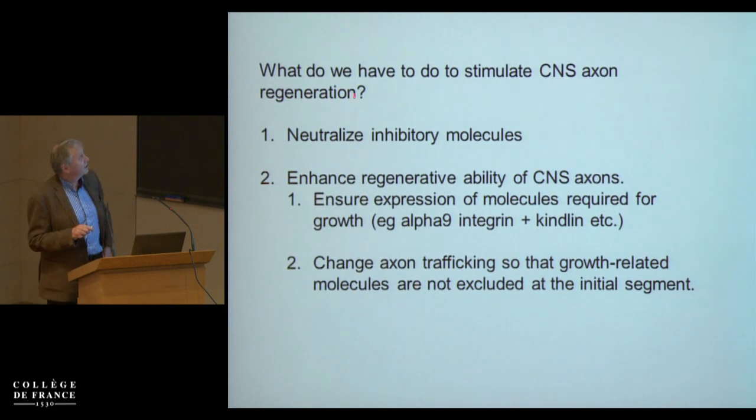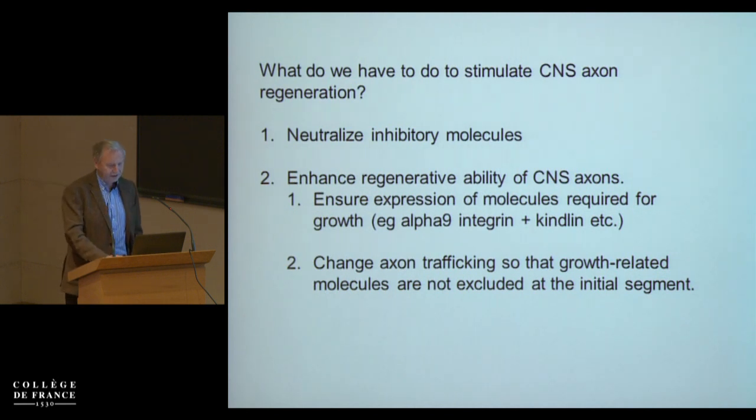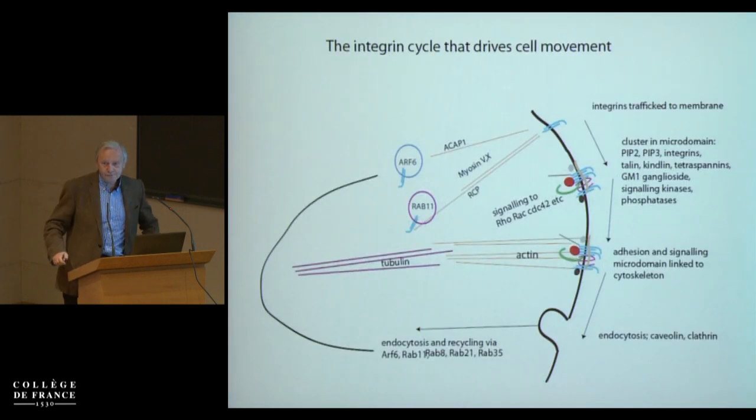So in other words, to stimulate CNS axon regeneration, we can neutralize inhibitory molecules. We know how to do that now. We've got to enhance the regenerative ability of the CNS axons, first of all by getting the right molecules there. An example is this combination of alpha-9 integrin and kindlin, but there are other types of receptor you could use for this purpose. And you've got to change axon trafficking so that the growth-related molecules are not excluded at the initial segment.